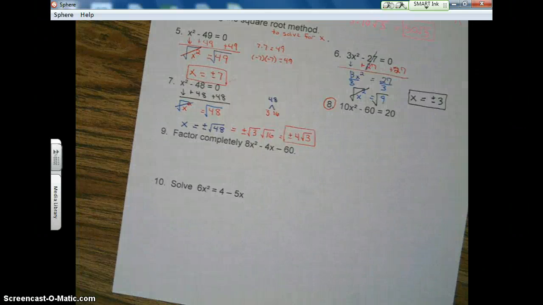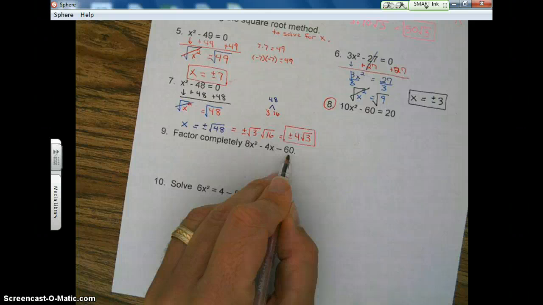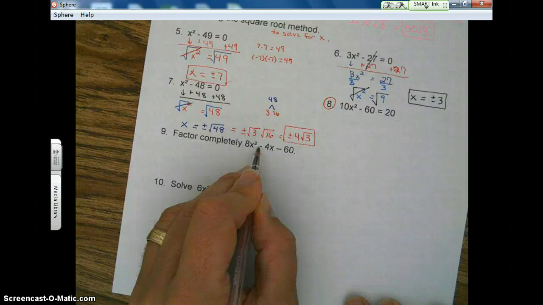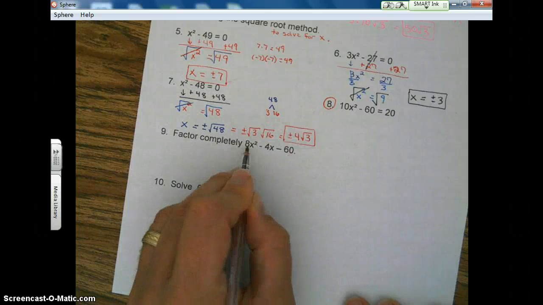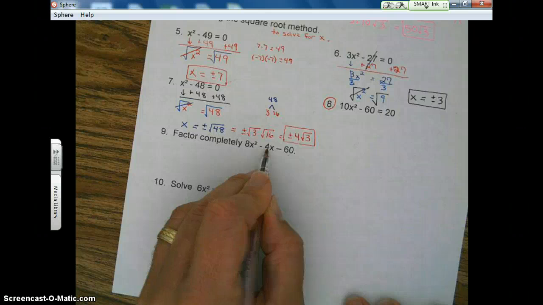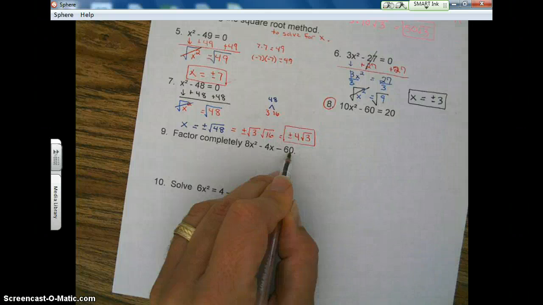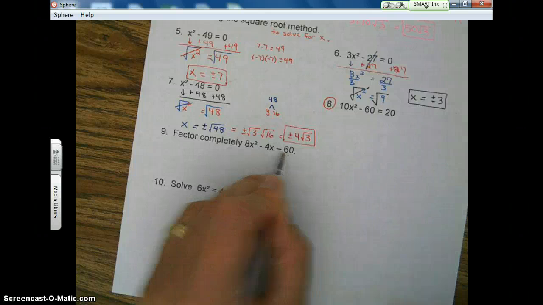Number 9, it says factor completely. Well, it's quadratic. So we could use the x factor here, but we're going to get a really big number on the top, aren't we? So my suggestion here is notice that you can factor out a 2 out of each one. Anything bigger than that? I'm thinking maybe a 4. Does 4 go into 60 evenly? I believe so.